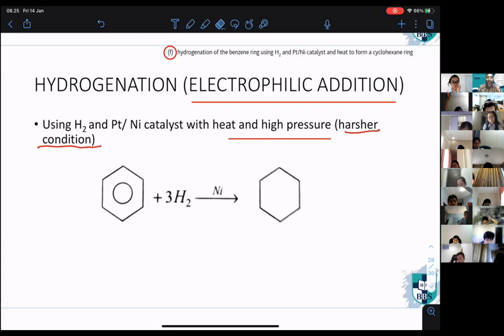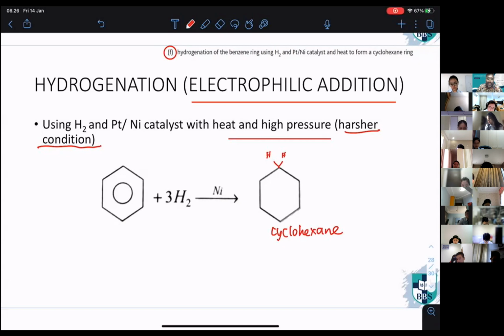So it means they will undergo electrophilic addition. So basically the six atoms of hydrogen will be added. Each of the carbon will have 2 hydrogen. So from benzene you are going to get cyclohexane. This is going to be cyclohexane. There is no double bond anymore, or basically there is no benzene ring anymore.